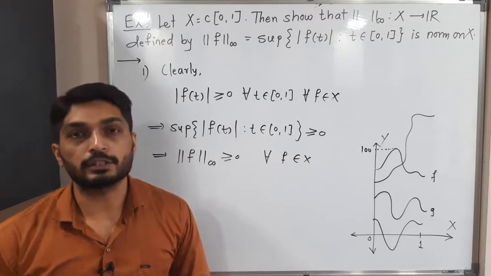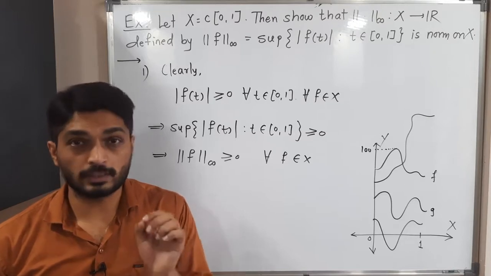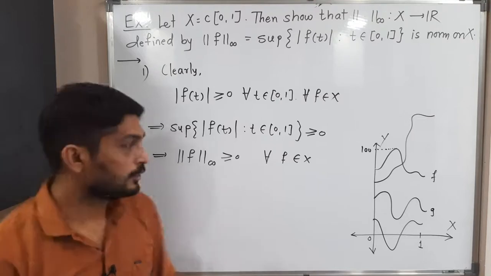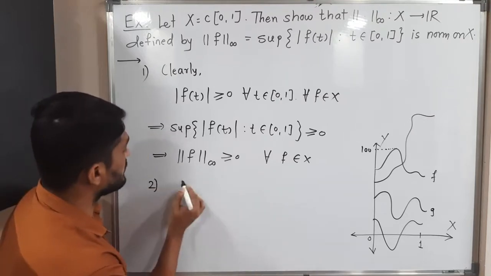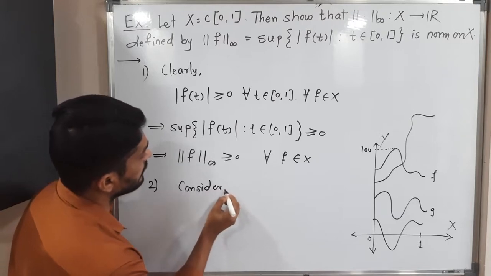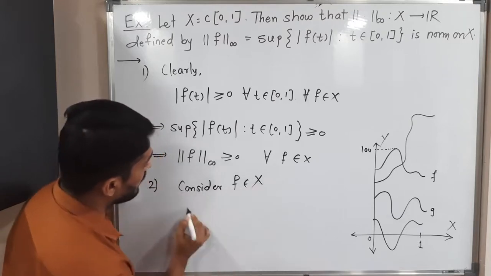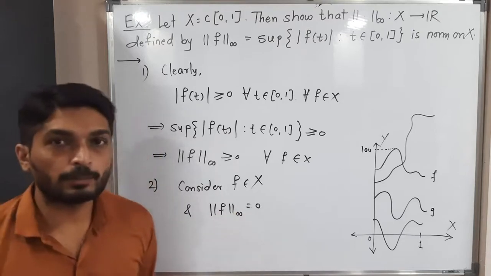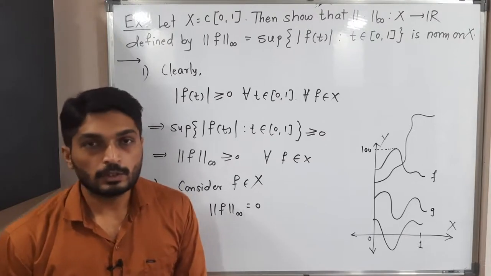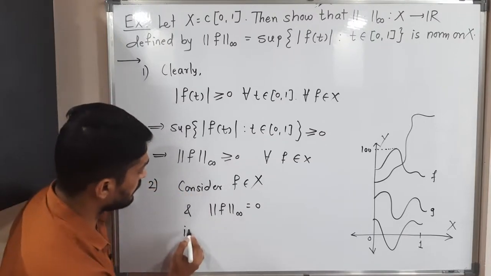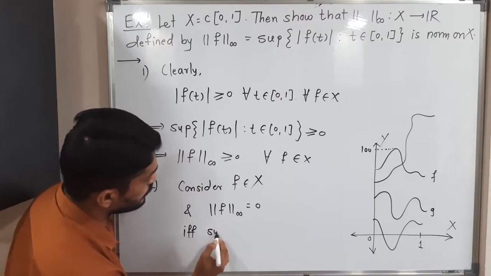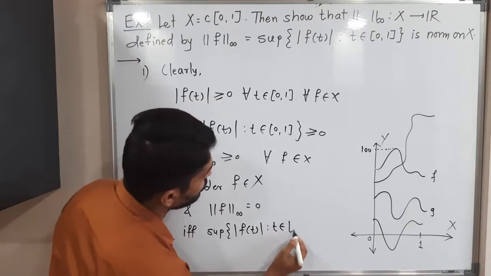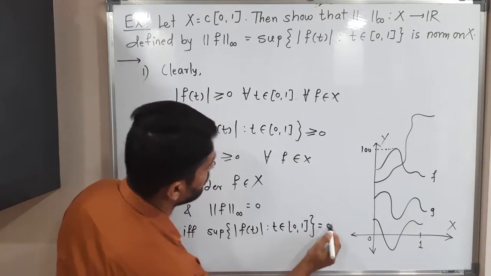Let us go for the second condition. The second condition is norm f infinity is equal to 0 if and only if f is equal to 0. This thing we have to prove. So let us start to prove. I will consider f belongs to X and norm f infinity is equal to 0, and finally we have to prove that our f is also the 0 function. So let us write the definition here: if and only if its definition is supremum of |f(t)|, t belongs to the closed interval [0,1], that is also equal to 0.